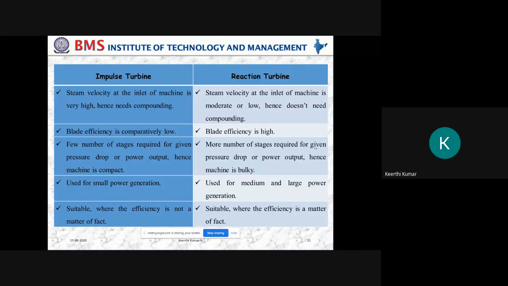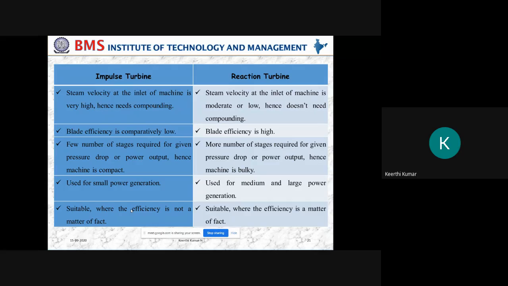More number of stages are required for a given pressure drop or power output, hence the machine is bulky. As compared to the impulse turbine, the reaction turbine machine is bulky. Impulse is used for small power generation; reaction is used for medium and large power generation. Impulse is suitable where efficiency is not a matter of fact; reaction is suitable where efficiency is a matter of fact. Means if I want to achieve a greater efficiency, we'll go for the reaction turbine. If efficiency is not important for us, we'll go for the impulse turbine.